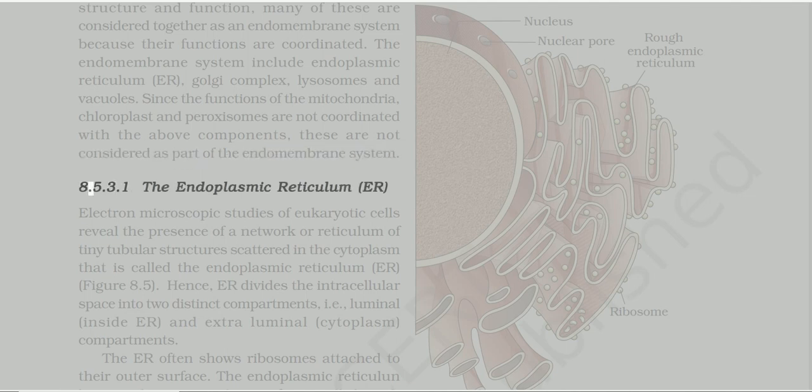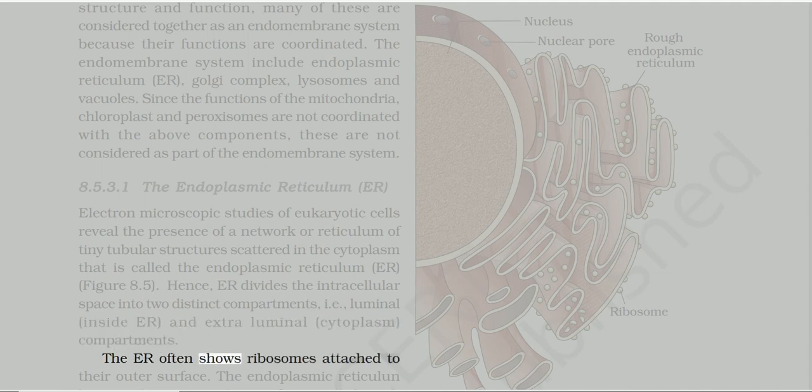The endoplasmic reticulum, ER. Electron microscopic studies of eukaryotic cells reveal the presence of a network or reticulum of tiny tubular structures scattered in the cytoplasm that is called the endoplasmic reticulum, ER, figure 8.5. Hence, ER divides the intracellular space into two distinct compartments, i.e., luminal, inside ER, and extraluminal, cytoplasm, compartments.